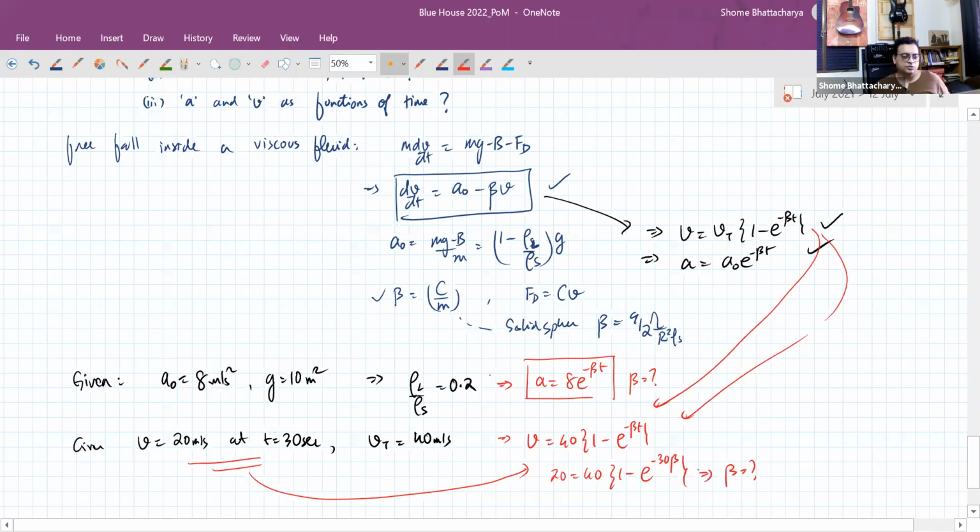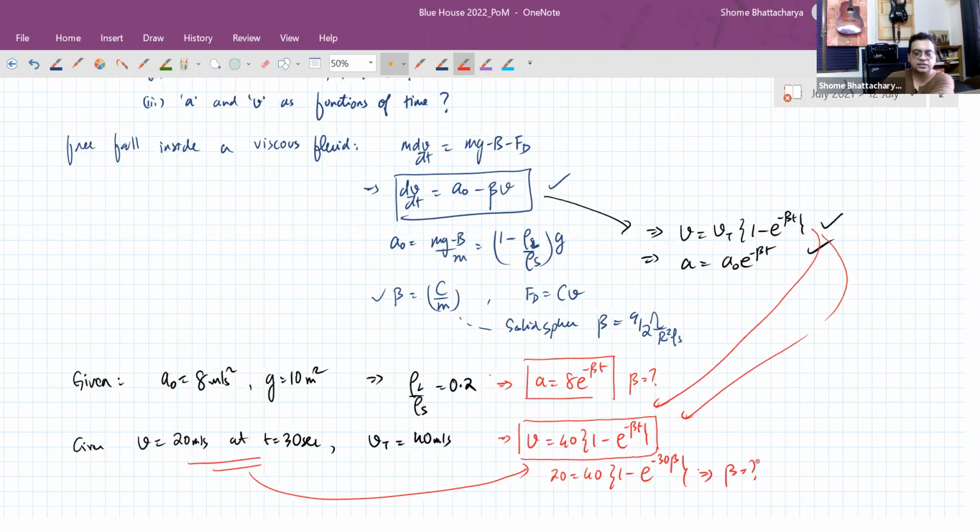Okay. So once you have the value of beta, then we have the two things we required. We have v as a function of time, and we have a as a function of time. So now basically you have to solve this maths equation using ln, because you will get e raised power minus 30 beta as some numerical factor. So take ln of that equation on both the sides and solve it for beta, and tell me how much you get for beta, and tell me the units also. Remember, beta should have unit of 1 upon time.